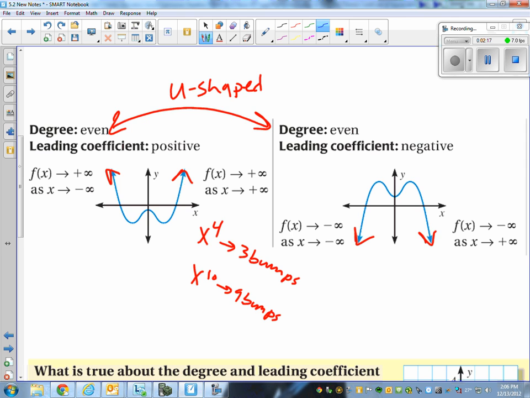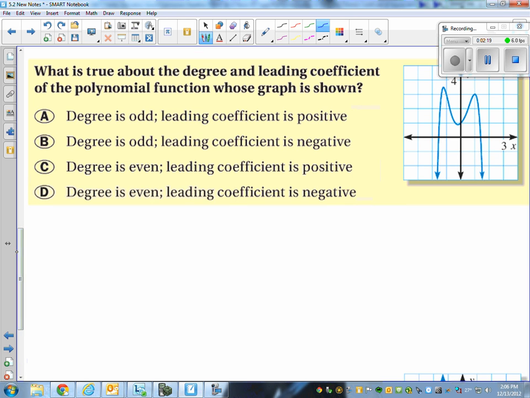So what the problems might look like, they might look like this. What is true about the degree and leading coefficient of the polynomial function whose graph is shown? We look at the graph, we notice that both arrows are pointed in the same direction, so this has to be even. That eliminates A and B. It can't be those. We also notice that both arrows are pointed down. That means it has to be a negative number in front. So it has to be D as our final answer.